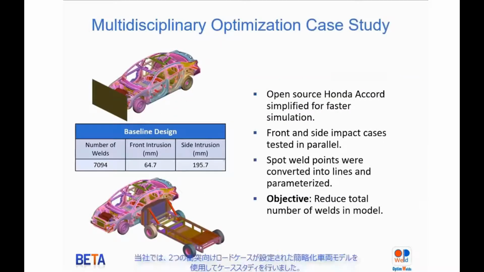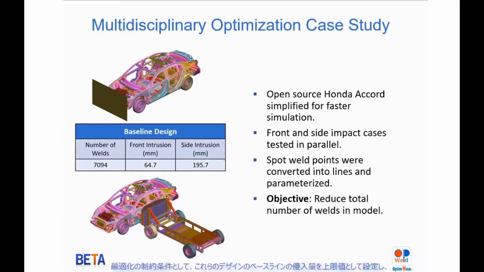To test this process, we performed a case study using a simplified vehicle model with 2 crash load cases. For optimization constraints, we set the baseline intrusion values for these designs as the upper limits, with the goal being a reduction in the total number of welds in the model without sacrificing our baseline performance.